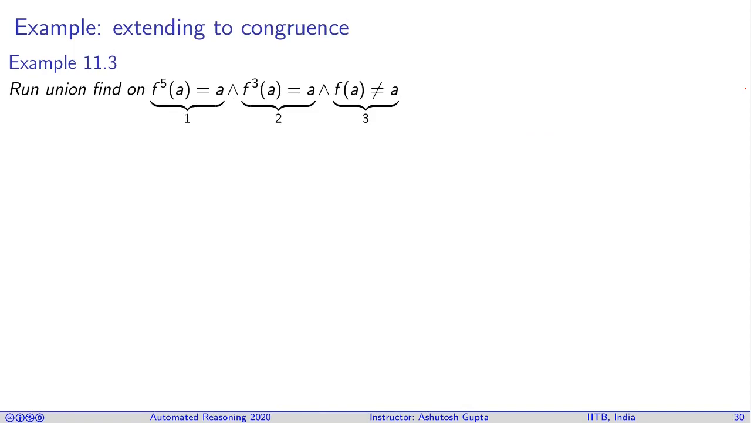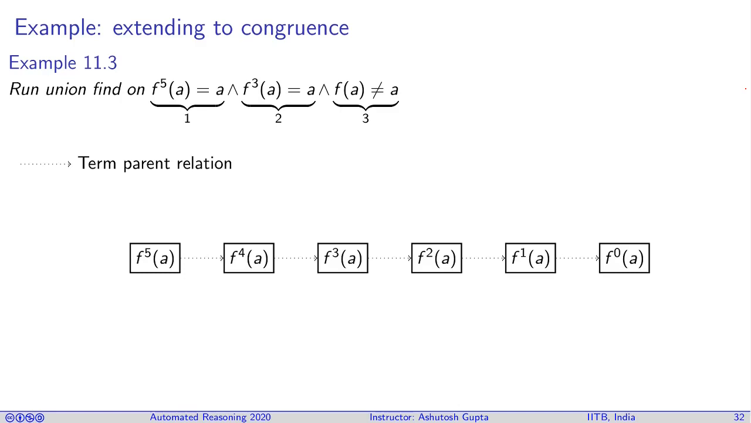This is not it. We have another issue on top, which is congruence computation on top of this equality reasoning. So how do we incorporate that in our union find? When we construct nodes in a formula, for example, in this formula you have f to the power 5 of a equals a, f to the power 3 of a equals a, and f of a not equal to a. Among all the nodes, you create this parent relation. It tells you who is the child of this node. And once you draw this parent relation, then you can apply congruence whenever things become equal.